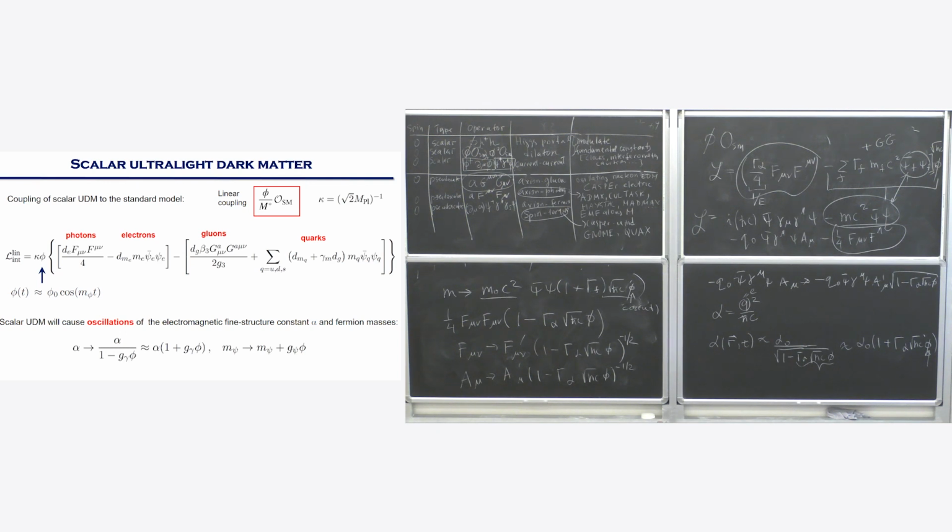When you put them together, you can see that all masses become oscillating, and all the coupling constants. The strong coupling constant would actually also oscillate as well. So yes, that's exactly what we're doing. It would be oscillating just a little bit. Yes, it's very small. Absolutely, the coupling here is very small.